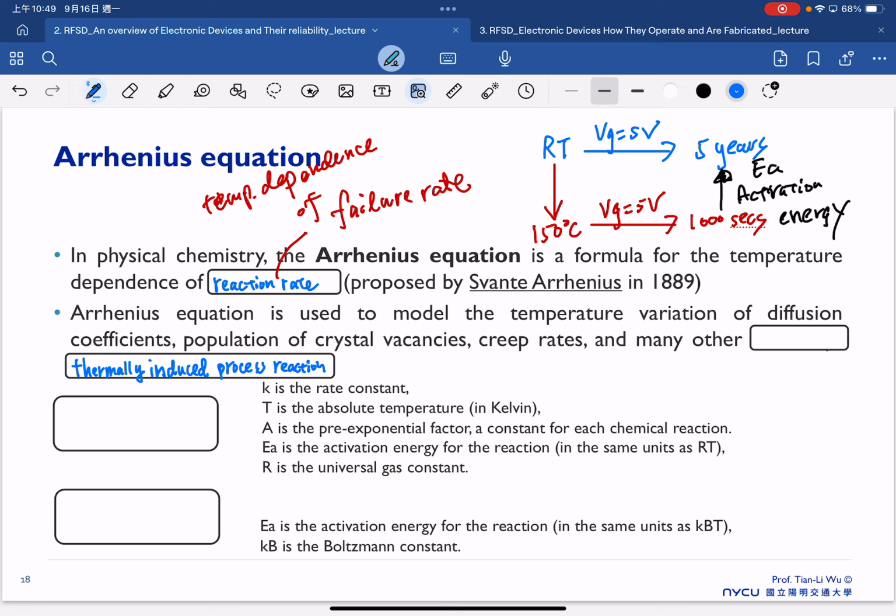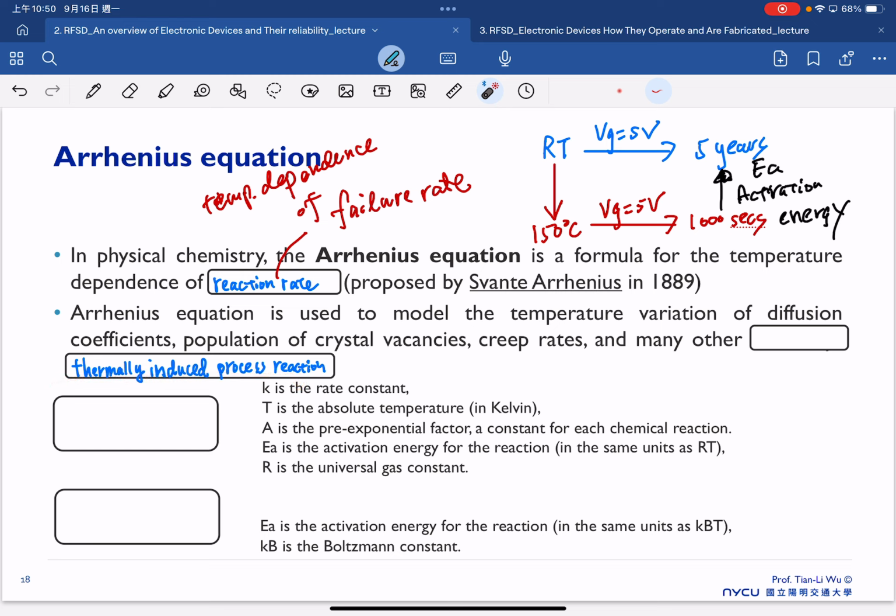So basically, temperature is a way to enhance the reaction, as we call it in chemistry. But in reliability, we prefer to call it the degradation rate. So basically, temperature is a way to accelerate the degradation rate. And now we can borrow the experience from the Arrhenius equation. Finally, we have the chance to model the temperature dependence of this kind of process reaction here.